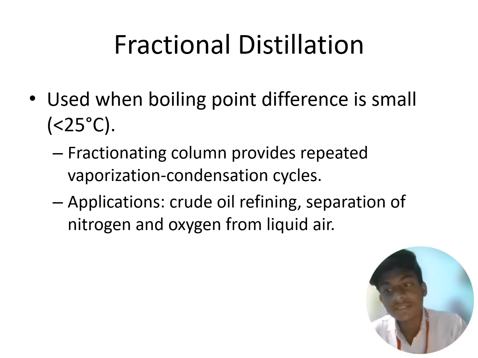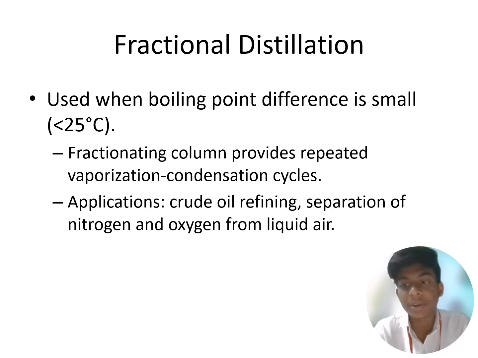Next, fractional distillation. Fractional distillation is used when the boiling point difference is less than 25 degrees Celsius. It uses a fractionating column which provides repeated cycles of vaporization and condensation. Because of these cycles, even liquids with close boiling points can be separated effectively. This method is very important in crude oil refining, where petrol, diesel, kerosene, and other fractions are separated. It is also used in separating nitrogen and oxygen from liquid air.